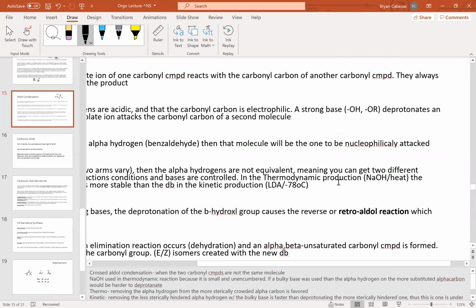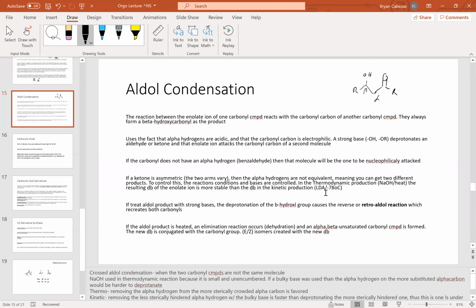The reaction for a thermodynamic product is going to require a strong base that is small, right? NaOH is a small, very strong base, and it's going to have heat. A thermodynamic product is going to require heat, so a small base with heat. However, if we want the kinetic product, what we're going to require is a bulky base, like LDA, and we're going to require really, really cold conditions, right?